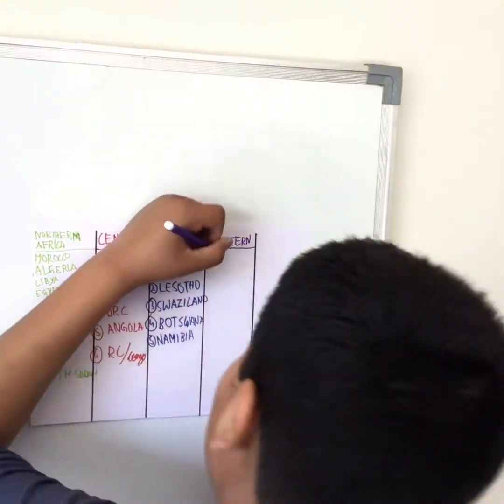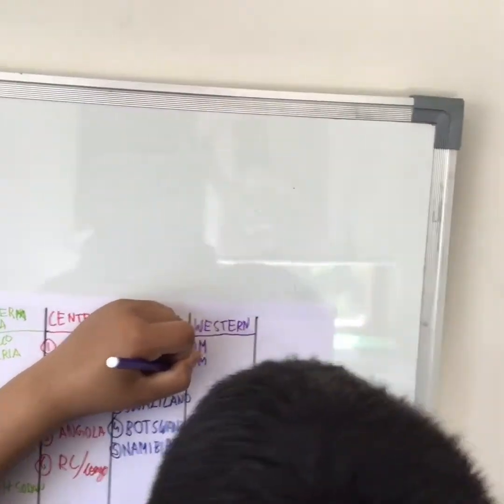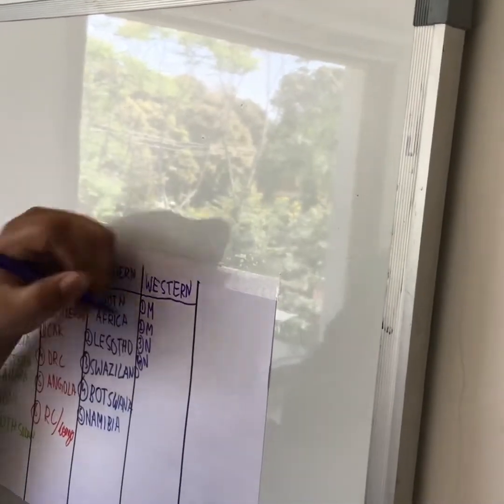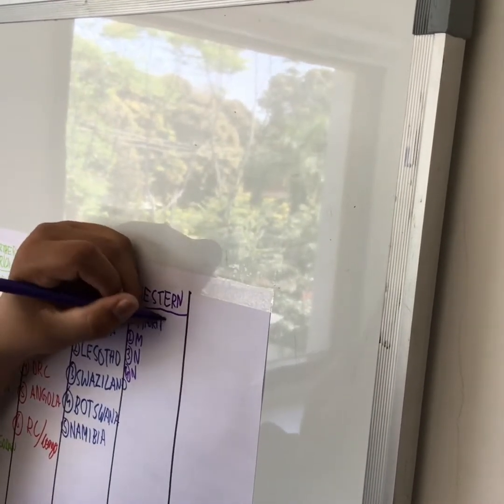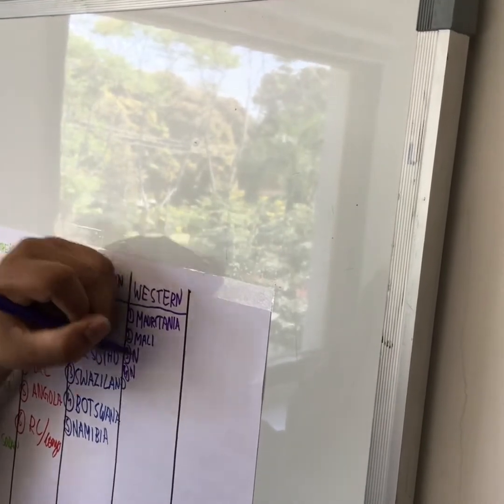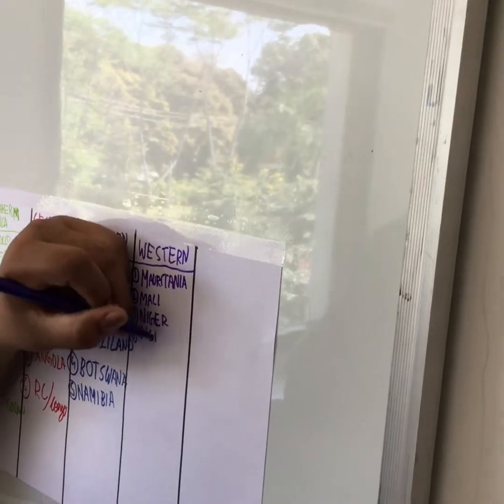In western, the first four are M, M, N, N. So Mauritania, Mali, Niger, and Nigeria.